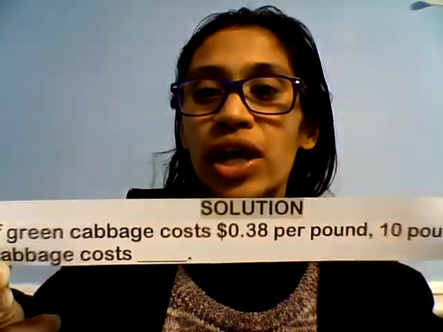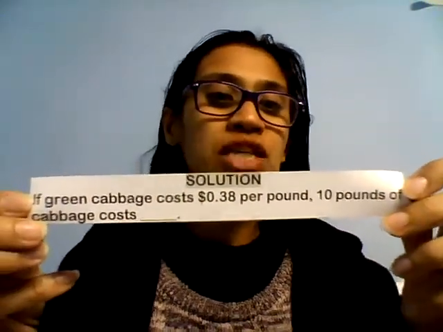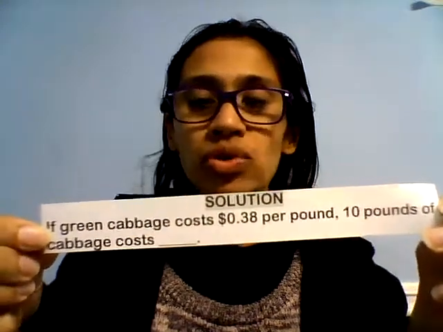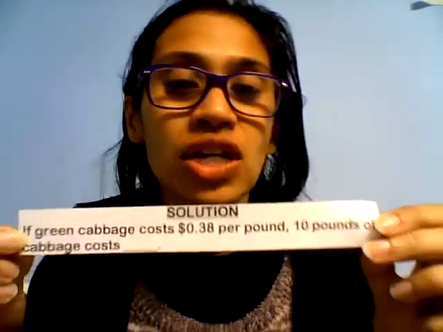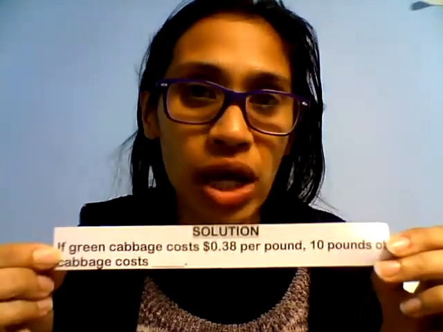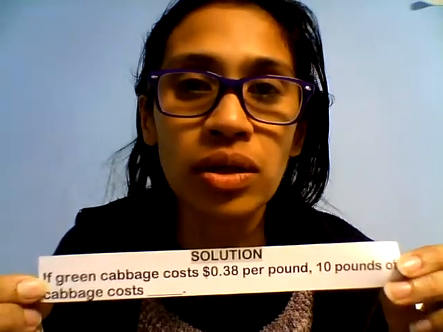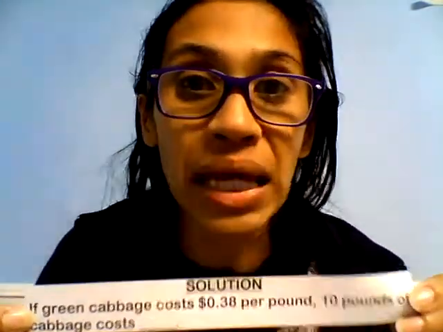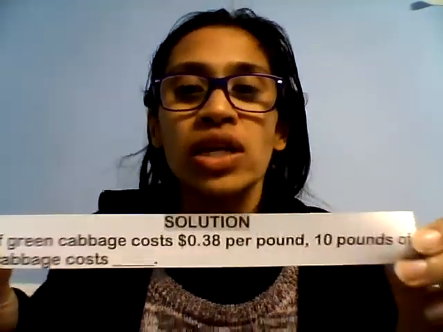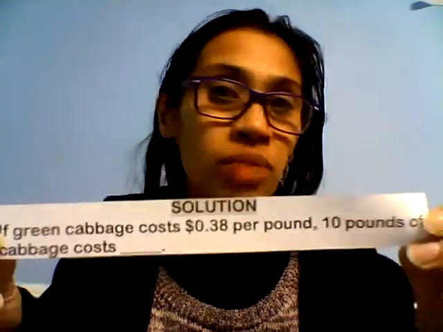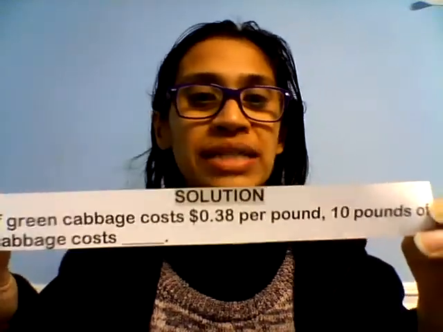When you are done with that, you need to write your solution. I want you to write a complete sentence. If green cabbage costs 38 cents per pound, 10 pounds of cabbage costs blank. You can copy my 5th grade fancy sentence, or you can come up with your own 5th grade level sentence. Please don't come up with "it costs blank." That's such a basic 1st grade, primary grade sentence. I know you can do better than that. So make sure you write either my sentence or make up your own. If green cabbage costs 38 cents per pound, 10 pounds of cabbage will cost blank.